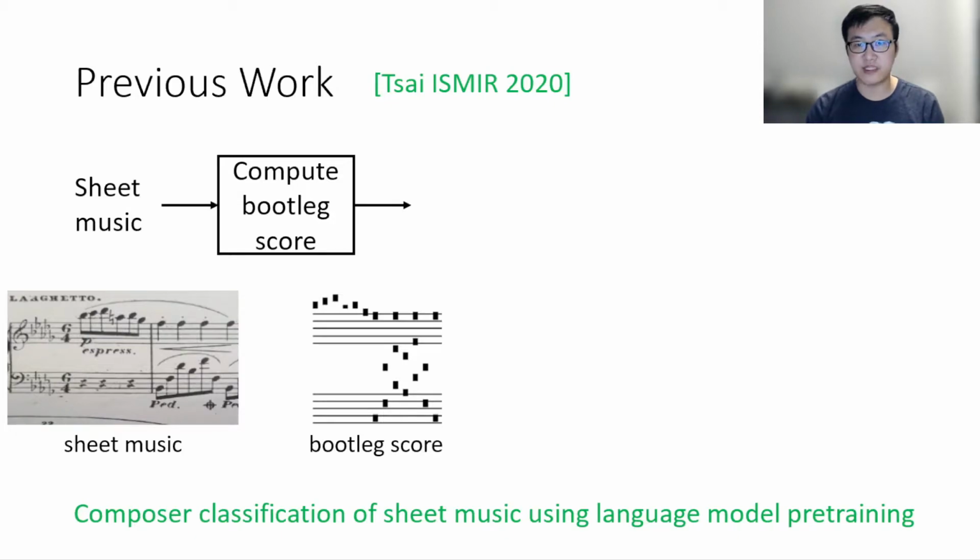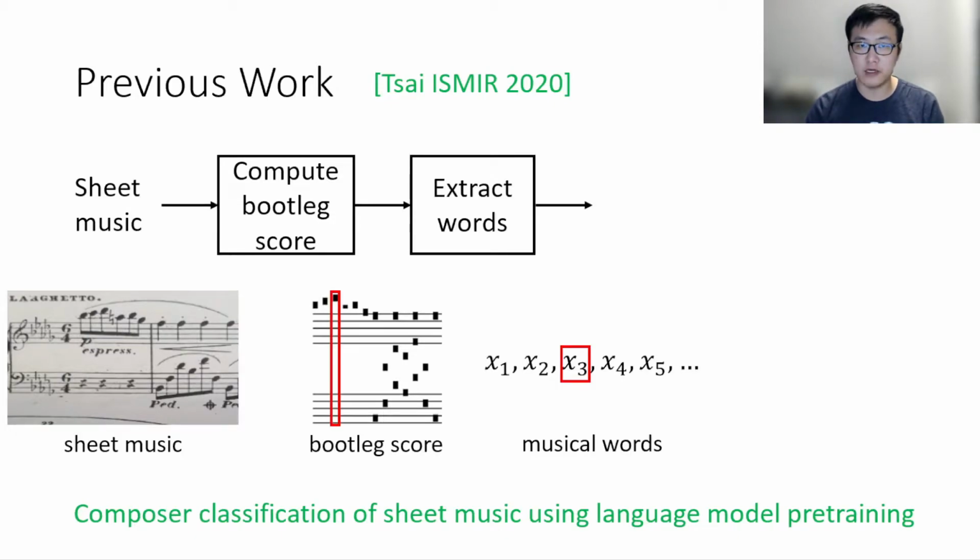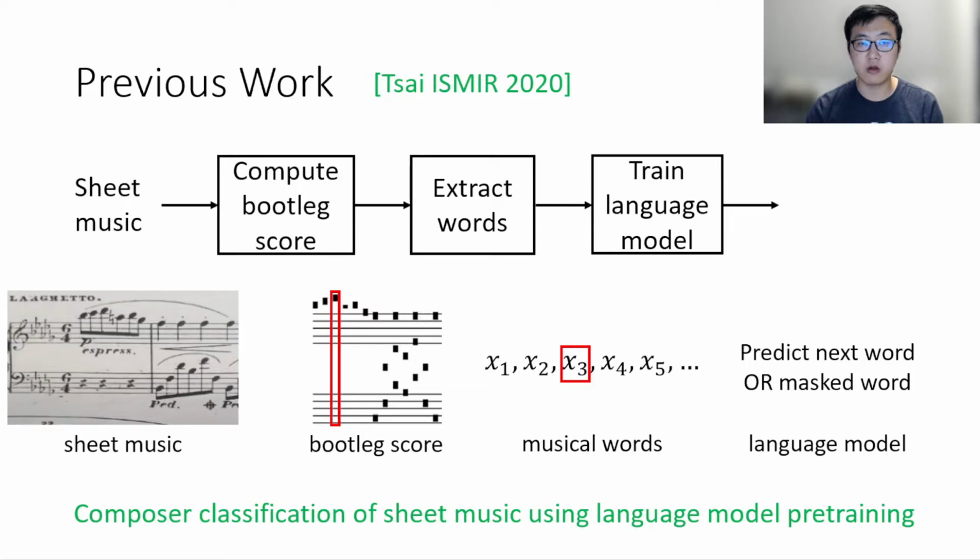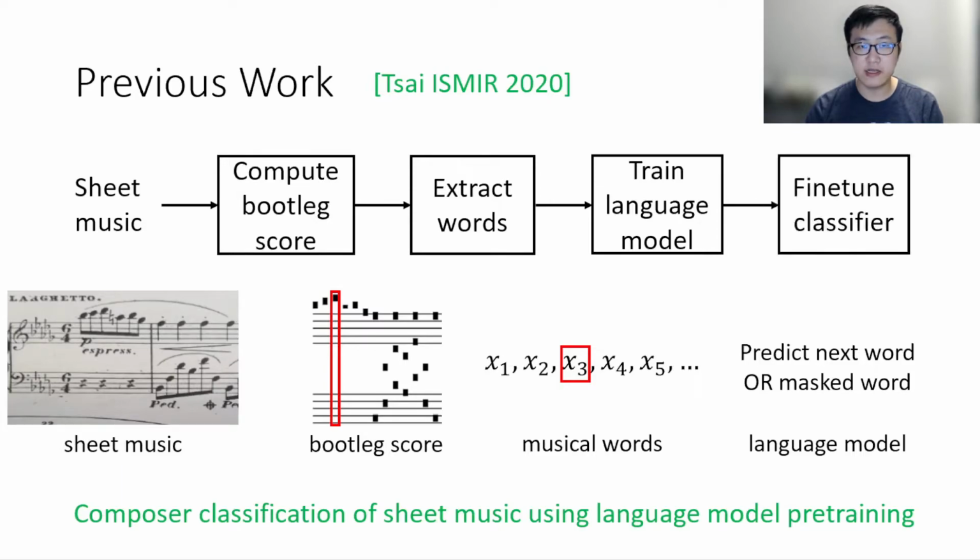We then convert the bootleg score into a sequence of musical words by encoding each column of the bootleg score as a 64-bit integer. Once we have converted the sheet music into a sequence of words, we can then train a language model on unlabeled data to predict either the next word or randomly masked words in a sequence. Finally, we can use the pre-trained language model weights to initialize a classifier and fine-tune the classifier on the composer classification task using a small set of labeled data.